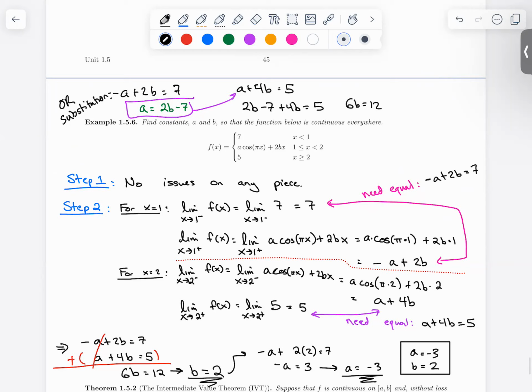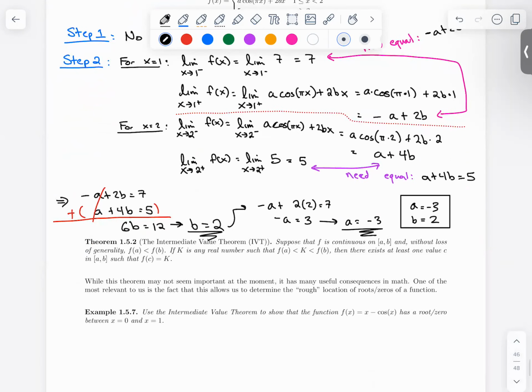If you just skipped that and moved on to step 2, if this was a problem on your quiz or on your exam, I would be fine with that. I'm not going to get super caught up with that detail. Okay? Any other ones?